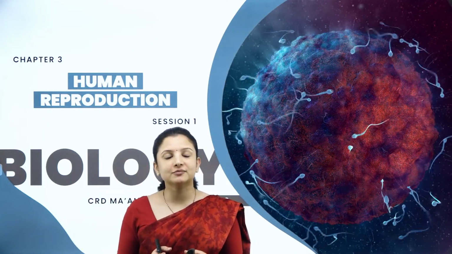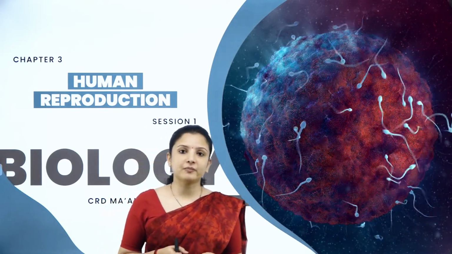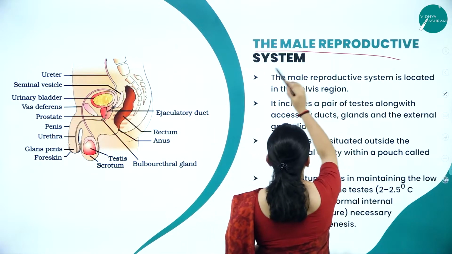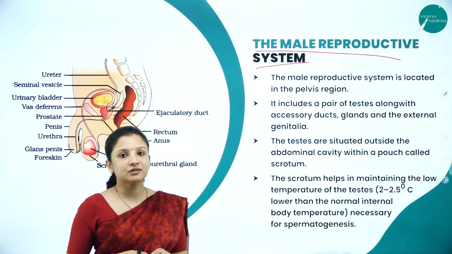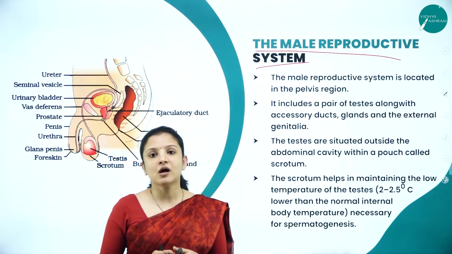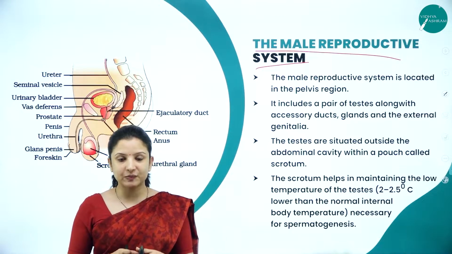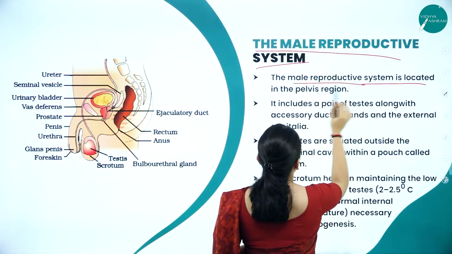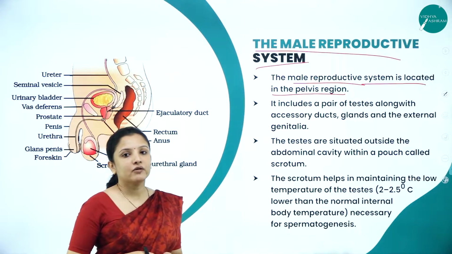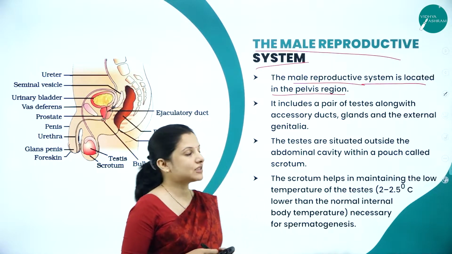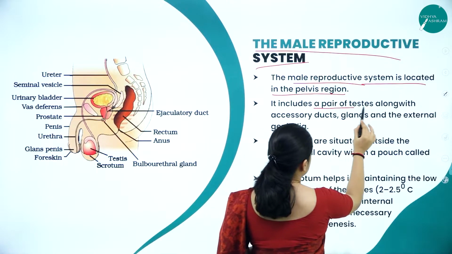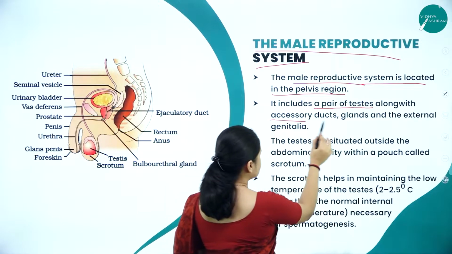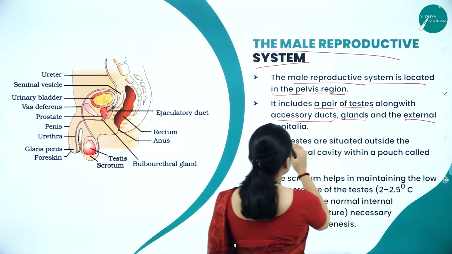In today's session, let us mainly concentrate on the male and the female reproductive system. So to begin with, let us start studying about the male reproductive system. The male reproductive system is mainly located in the region of the pelvis, that is where the pelvic bone is present. Just below that is the presence of the male reproductive system, located in the pelvis region. And when we look at the male reproductive system, we can see a pair of testes. So it consists of a pair of testes. Along with that, there is presence of accessory ducts, glands and external genitalia.